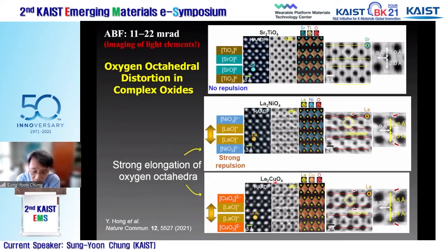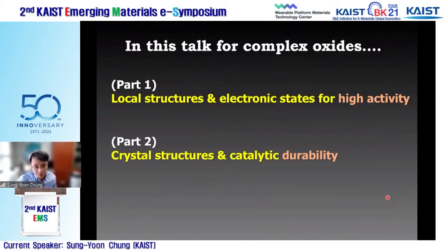The third case is copper. The copper has much stronger elongation, very strong elongation that could be observed by using ABF. So without such an ABF image, such an oxygen position cannot be observed. So I think ABF is one of the powerful tools to observe the whole element, including the light elements.